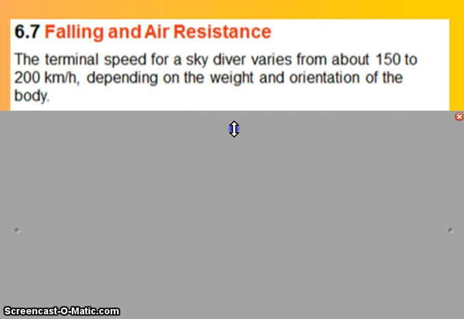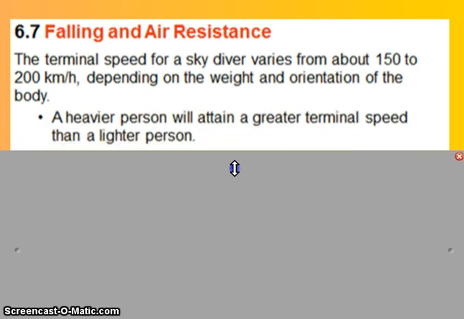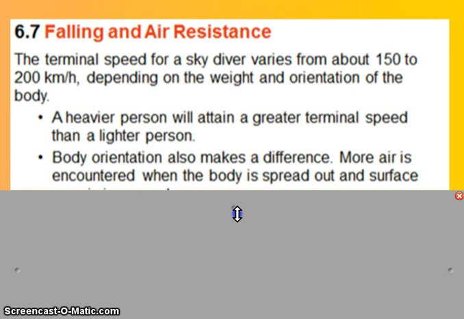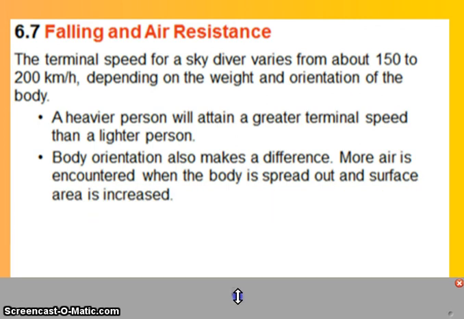So if they're falling with their legs kind of spread eagle, or if they're falling vertically, that would make a difference as to how much surface area is exposed. A heavier person will attain a greater terminal speed than a lighter person because the force of gravity is stronger. And as I said, body orientation also makes a difference.